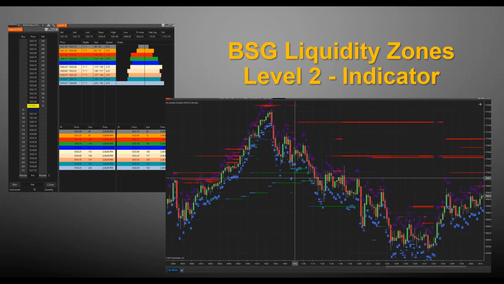If you want to use the indicator, you have to have a level 2 subscription, and then for every instrument we'll provide the settings so that you'll be able to see where the highest concentrated liquidity zones are, and then which one you should focus on.